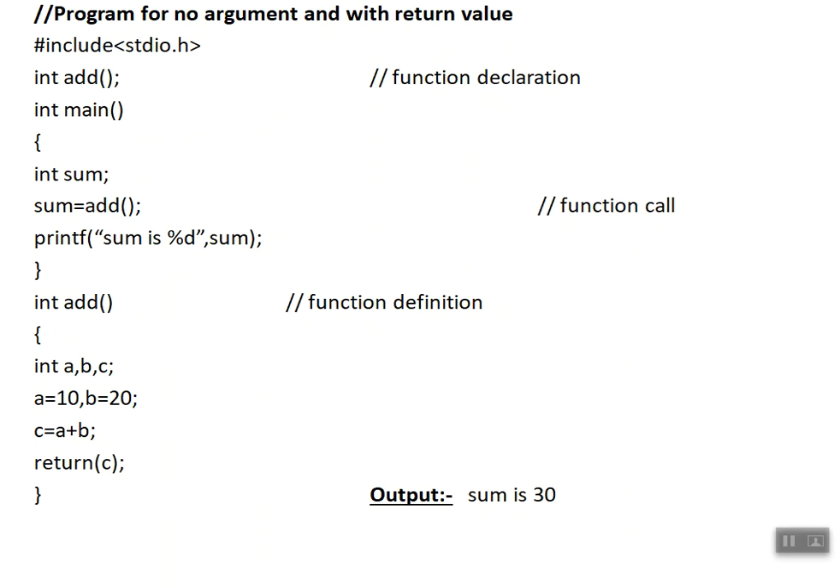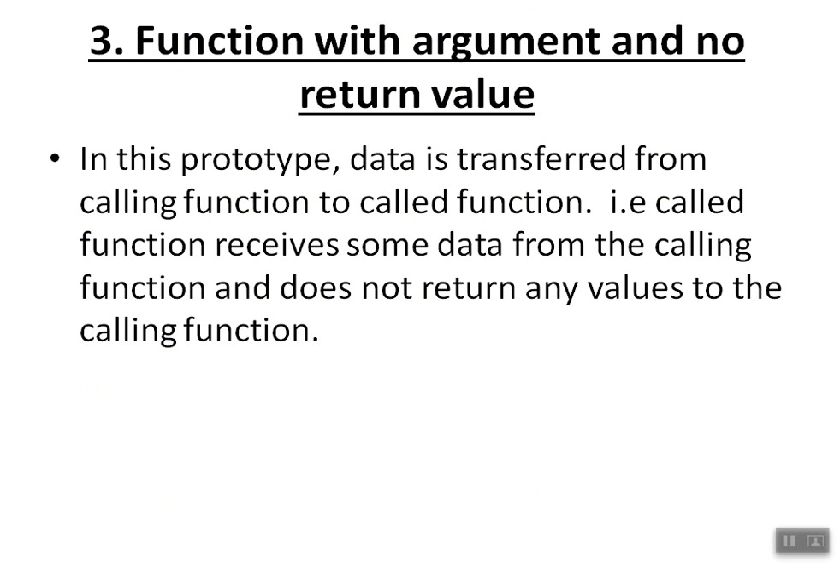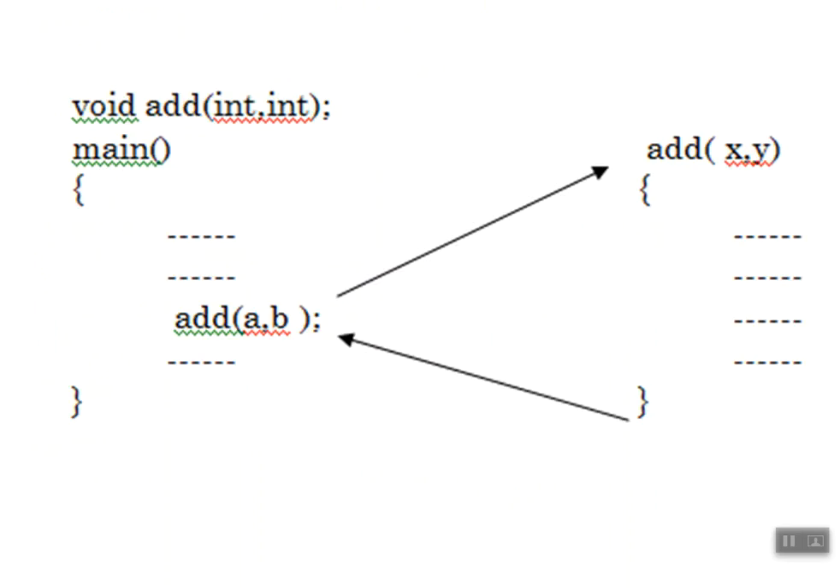Okay, so we move to the next thing. Function with argument and no return value. Function with argument and no return value. So what will happen? We are passing arguments. As you can't return anything, you can complete your printing there itself.